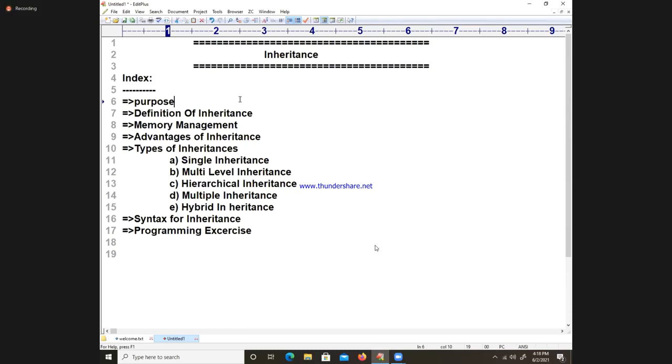What is the purpose of functions? Carefully understand. Actually, people will get confused in inheritance. Try to understand very carefully. What is the purpose of functions?